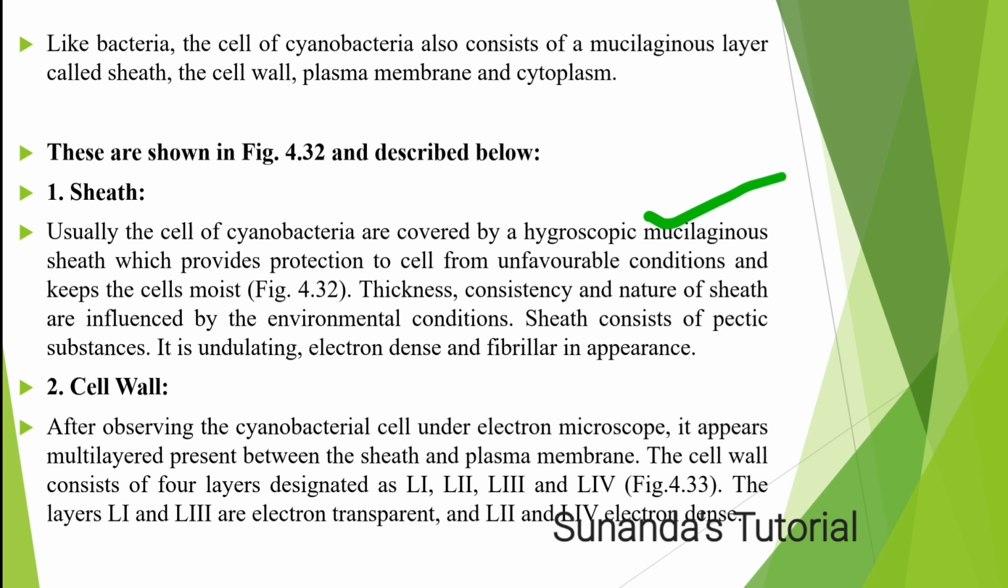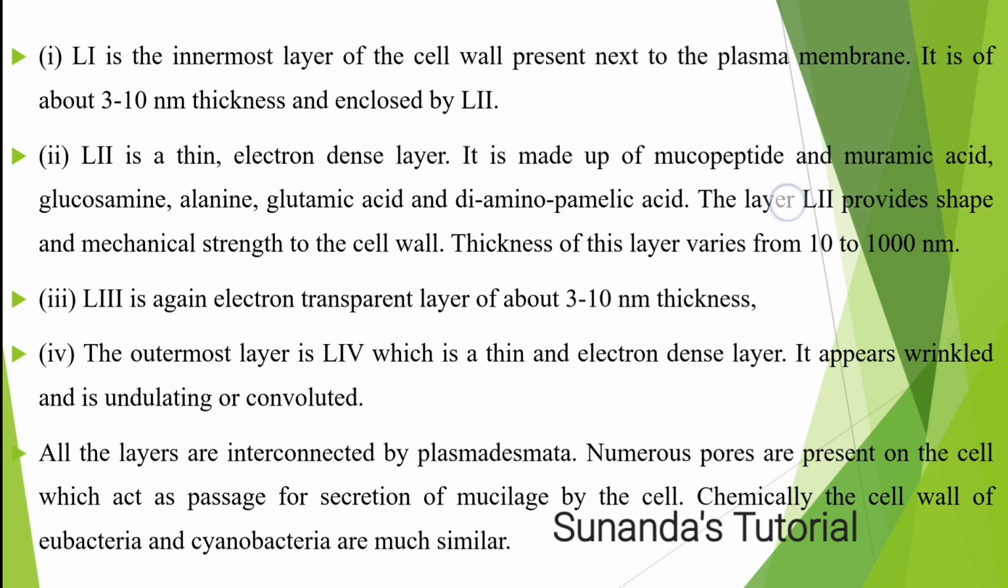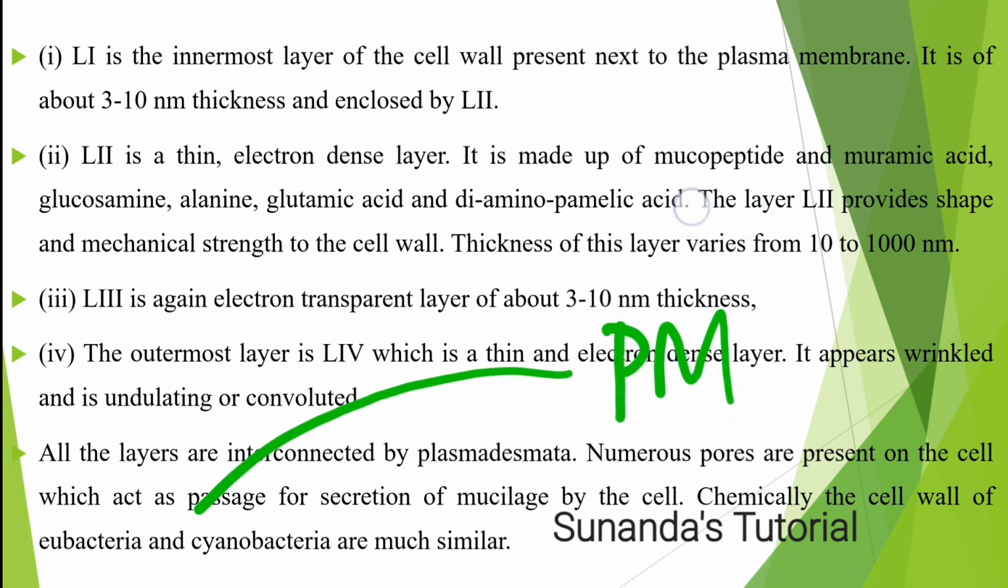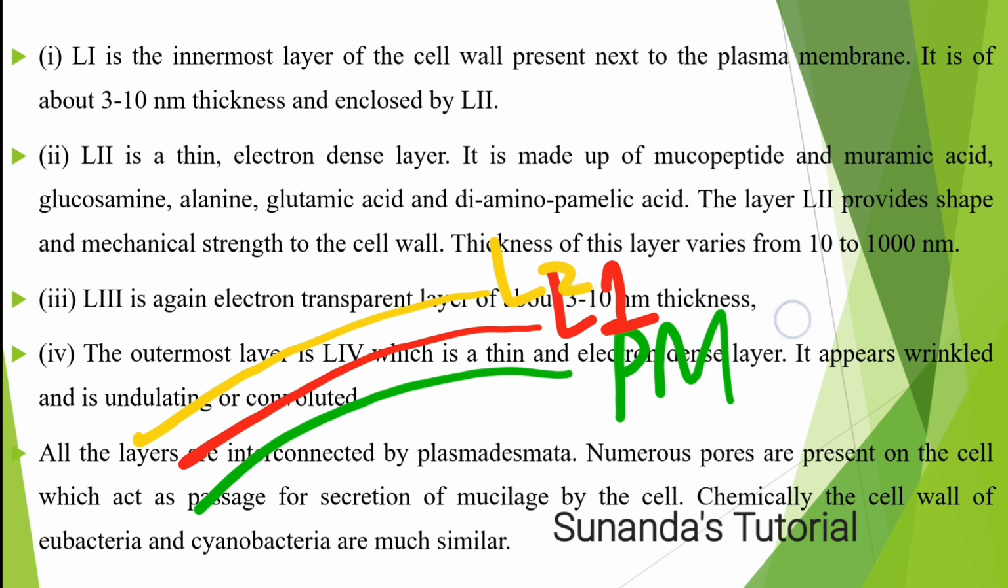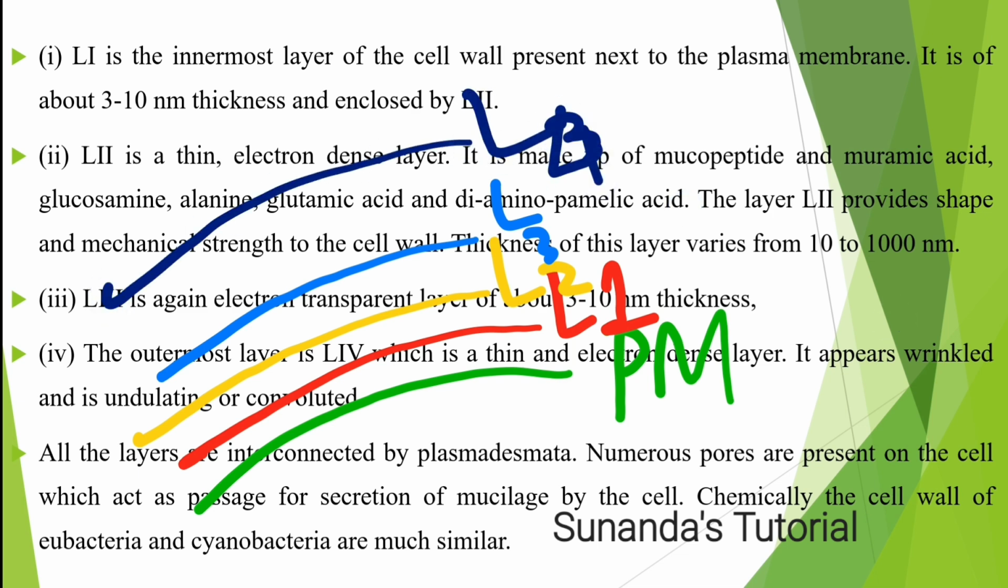Next, the cell wall. The cyanobacterial cell wall consists of 4 layers called L1, L2, L3 and L4. L1 is the innermost, which is present exterior to the plasma membrane. Next, outer to L1 is L2, then L3, next L4.